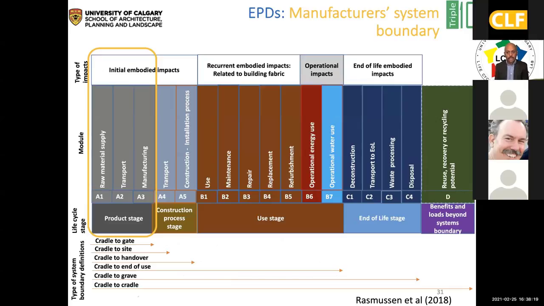So if you are a manufacturer, like I said, your EPD would cover A1 to A3. If you are a design company or consultant, your material specifier would be looking for materials that have an EPD covering at least A1 to A3. So it's going from the raw material extraction, to how it's transported to the manufacturer, and then how it's manufactured, leaving the manufacturer's gate.